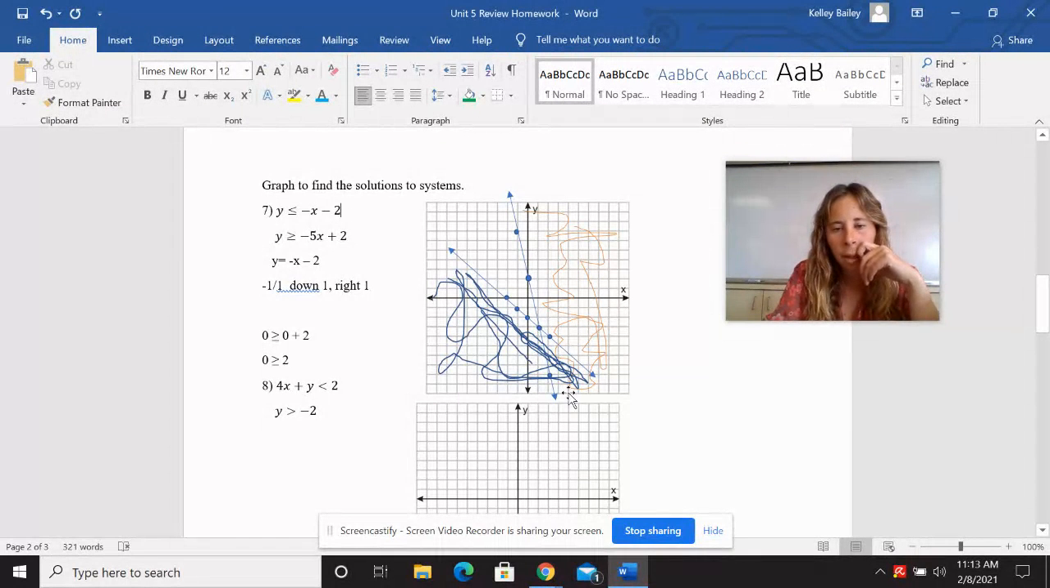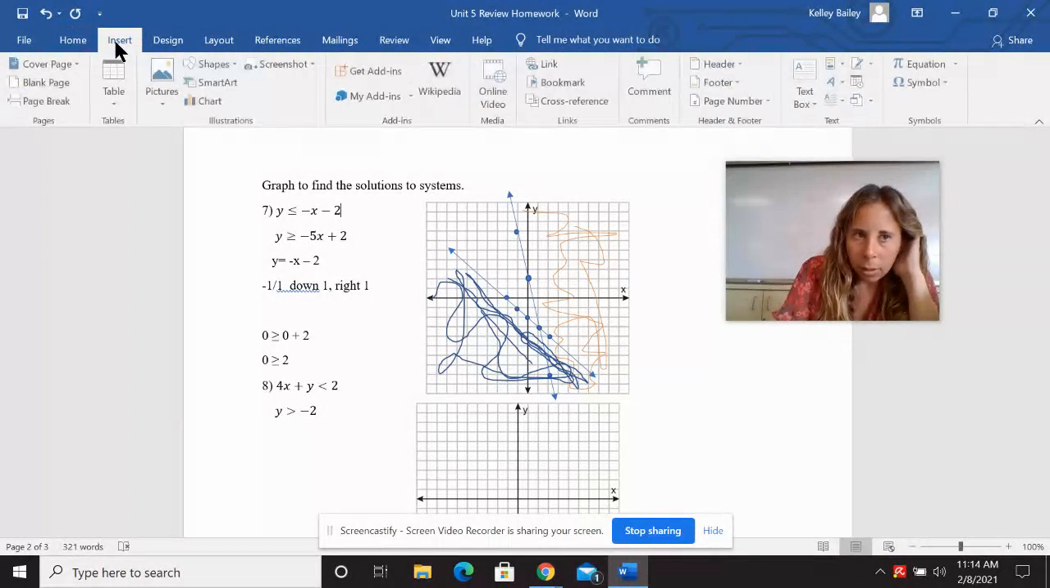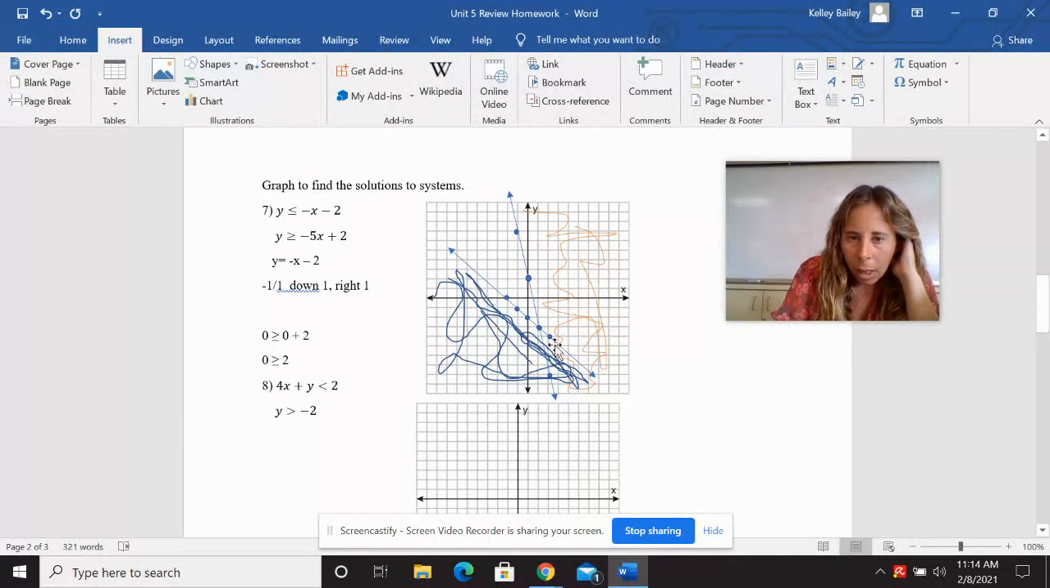And then I also have some orange over here. So they overlap. They overlap right here. This is where they're both shaded. So you have to show that. Make sure you show that's where the answers are.